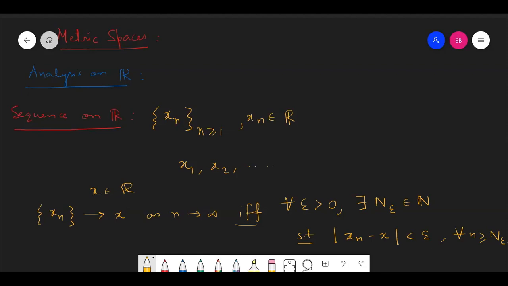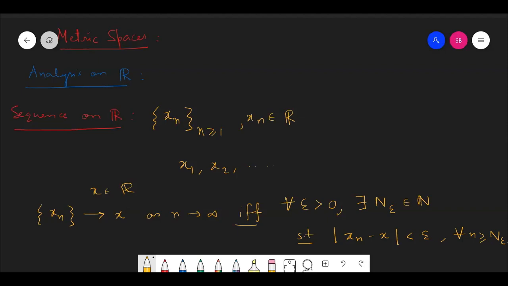Okay. So what does this say? Actually, it says that if x is the limit of the sequence xn, then for any arbitrarily small number epsilon, after some finitely many terms, all the terms of the sequence xn are less than epsilon close to x. So the difference between xn and x is less than epsilon. So they are very close actually.